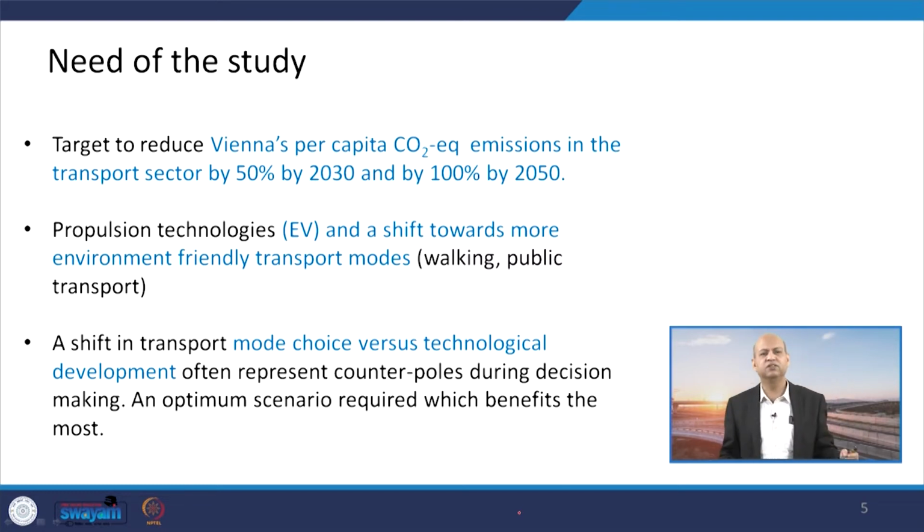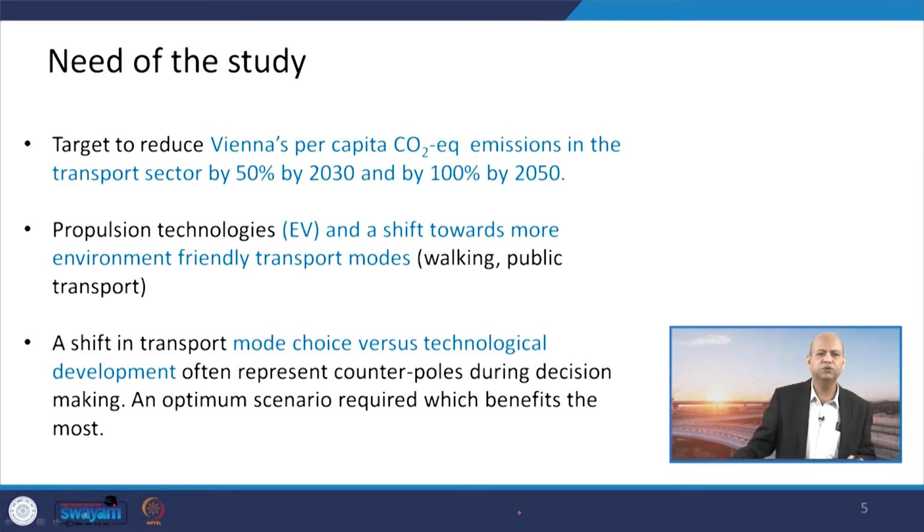And then electric vehicles, these propulsion based technologies should be promoted, and the shifting towards environment friendly technologies or transportation modes should be there, like walking or public transportation, so that the per capita emissions reduce and the per kilometer distance travelled emissions should also get reduced.